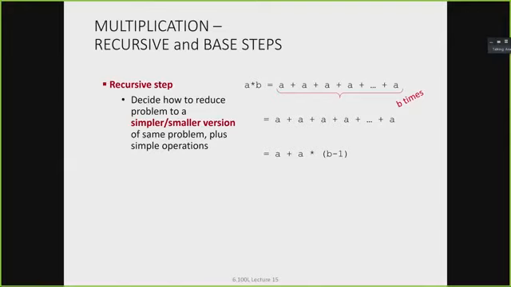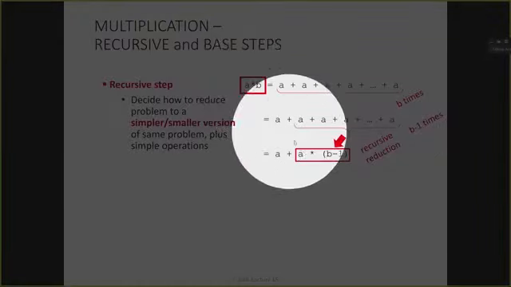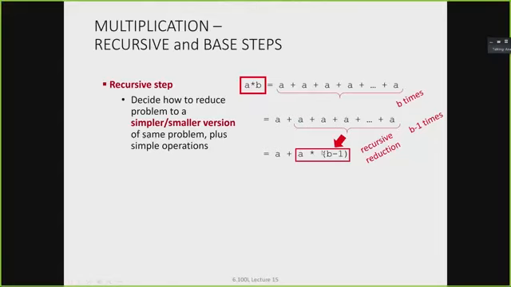If we extract an a out, just like when we extracted the 5 out and added it to something else, we'll recognize that that's just a plus a plus a plus a plus a, b minus 1 times, right? Okay? Well, that a plus a plus a, b minus 1 times, is just our original problem, just multiplying a with b minus 1. Okay? So this is my recursive step. We recognize that a star b is equal to a plus a star b minus 1. So I'm using the same operation I'm trying to find here down here in my quote-unquote solution.